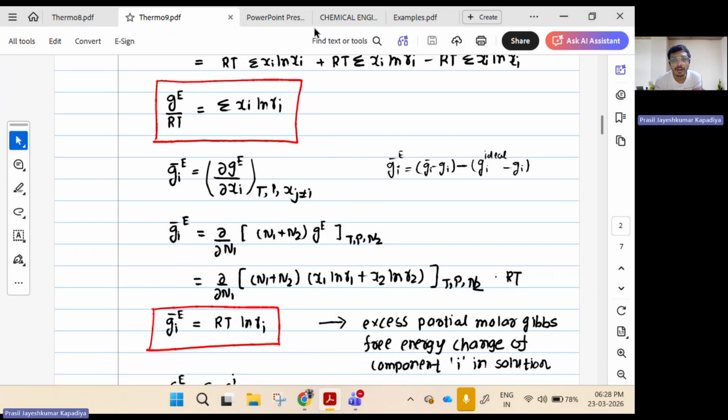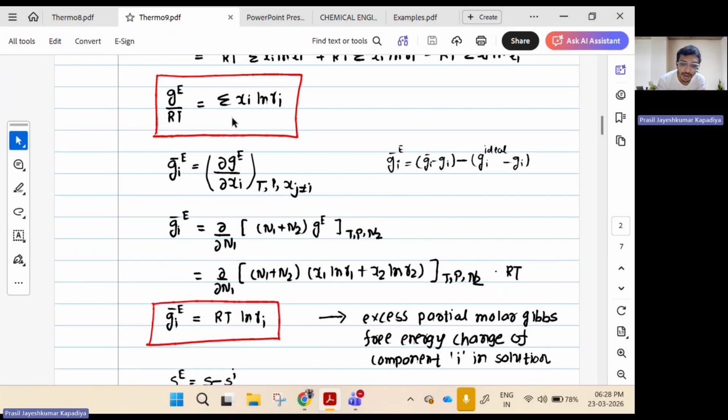This thing also we have learned, the way we define partial molar property. The total property G excess will be equal to summation of Xi into Gi bar, in case of everything except fugacities and fugacity coefficient. This also we studied in the last class. So Gi bar excess by RT is ln gamma i, and GE by RT is summation of Xi ln gamma i.